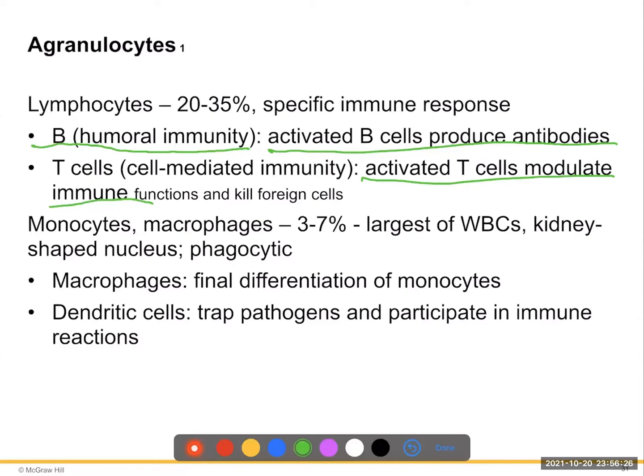So you have monocytes, macrophages, about 3 to 7%. The largest of the white blood cells, okay, are these monocytes, which are your macrophages. They go around and eat, destroy, and dissolve the foreign pathogens. Okay, macrophages are the final differentiation of monocytes. And dendritic cells have all those little branches, like in the nerve cells, and they tend to trap pathogens and participate in the immune reaction.